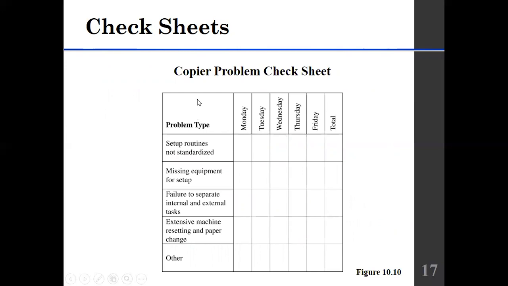You can see on the left column we have presented the problem types like setup routines not standardized or missing equipment for setup, failure to separate internal or external tasks, extensive machine resetting and paper change, and some other problems. And at the top of the table, we have the days, the 5 working days. Whenever a particular problem occurs, for example, if the setup routines not standardized problem occurs on Monday, then we have to mark a tick here. Similar for the other days.